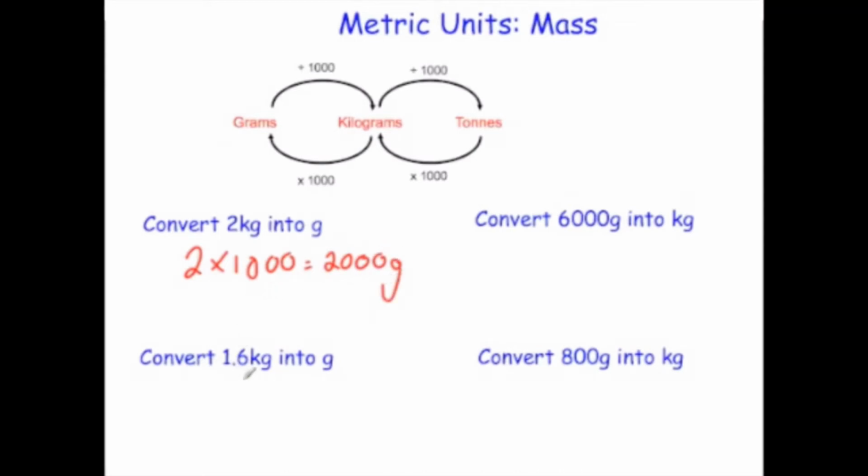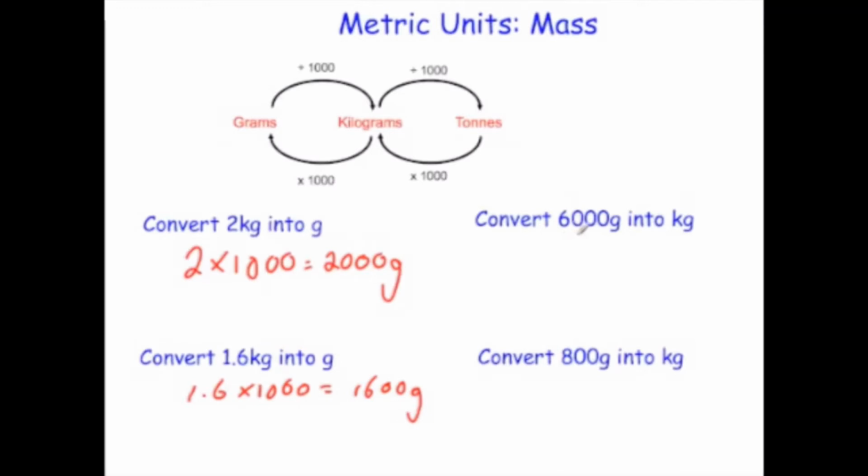Next, convert 1.6 kilograms into grams. Again, to go from kilograms to grams, you times by 1,000. So you do 1.6 times 1,000, and you would get 1,600. So the answer would be 1,600 grams.